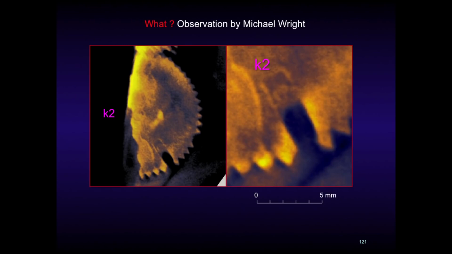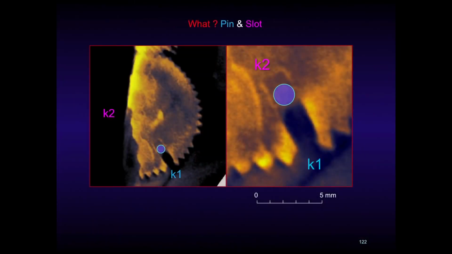Now, this was noticed in 1902, very early on, by Rados, but he didn't understand it. It was noticed by Price, who thought it was evidence that a tooth had broken, had been repaired, and the repair had dropped out. But Michael Wright, with his new X-rays, made a far more acute observation. He said that there's a pin on K1 which engages with a slot on K2, and in that way, gear K1 carries gear K2 around.